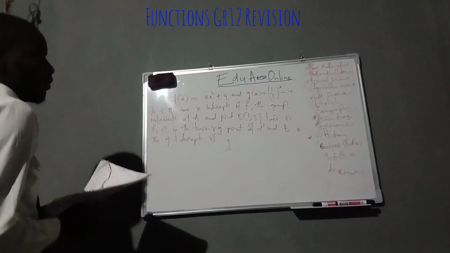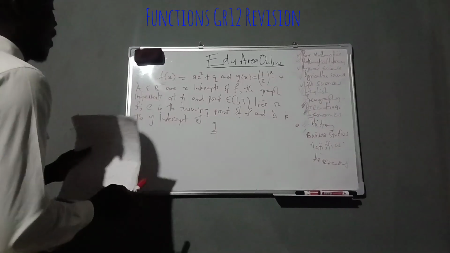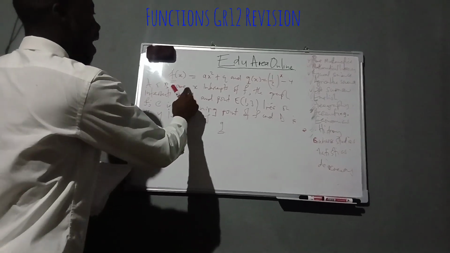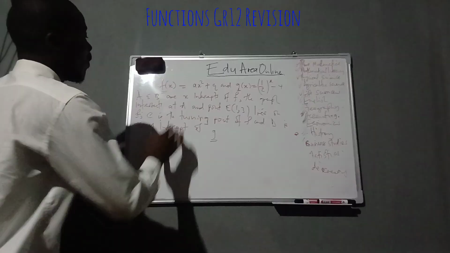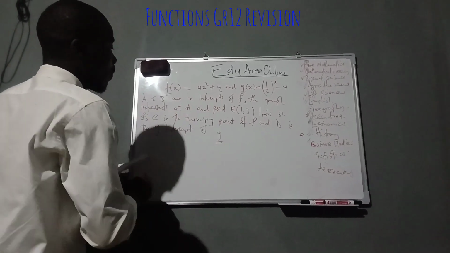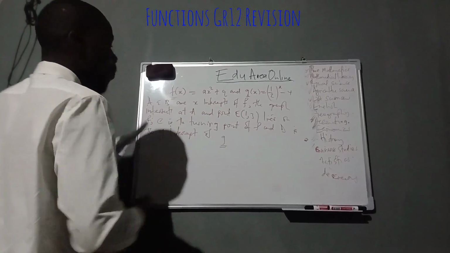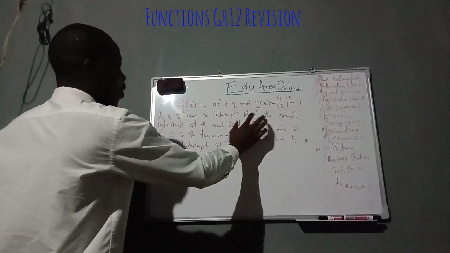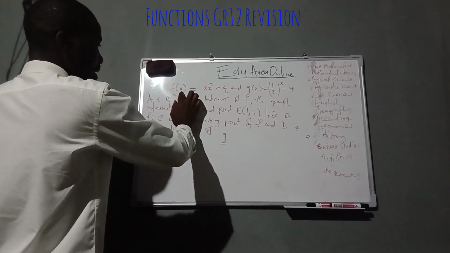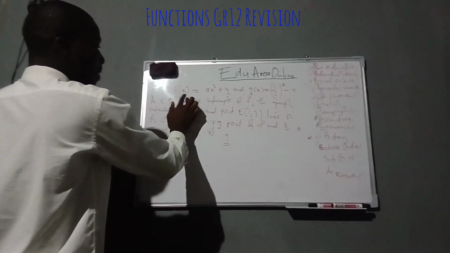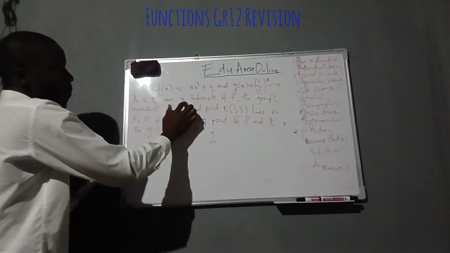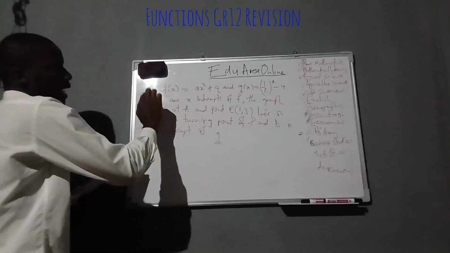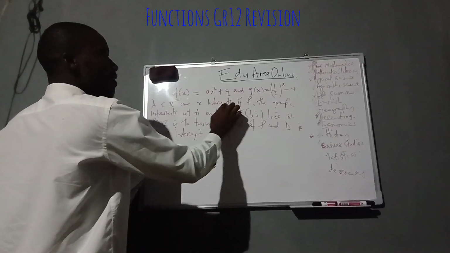So let me interpret the question before I draw the diagram. We're saying A and B are x-intercepts. So for both values y is 0, because along the x-axis y is 0, right? Of this function. So we are having A and B as x-intercepts of this function, where both of the two points have y values of 0.